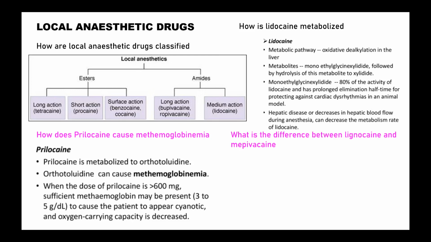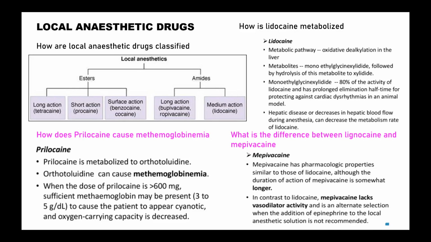What is the difference between lignocaine and mepivacaine? Mepivacaine has pharmacological properties similar to lignocaine, although the duration of action is somewhat longer. Mepivacaine lacks the vasodilatory effect of lignocaine. In alternative selection, an addition of epinephrine to lignocaine is not recommended. That is the main difference. Longer duration, no vasodilatory effect. How is bupivacaine metabolized?